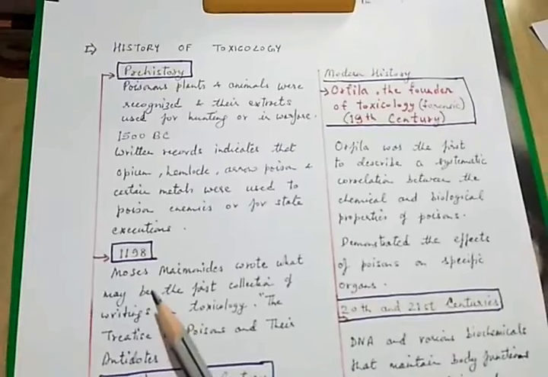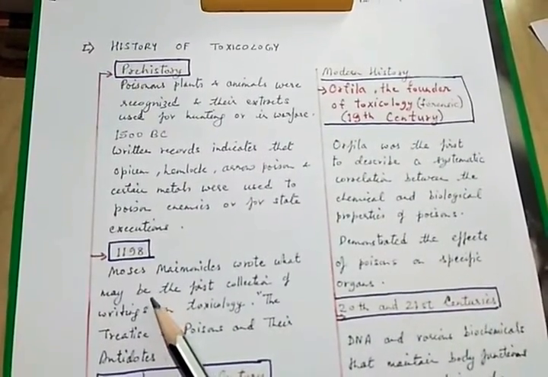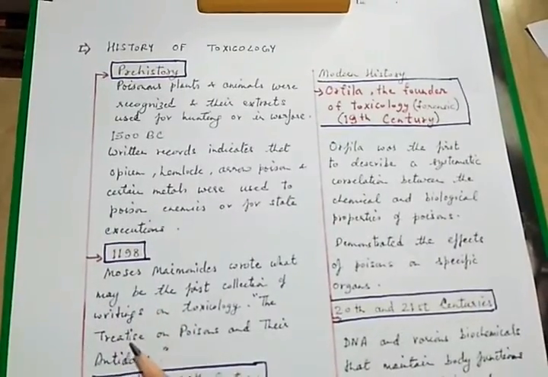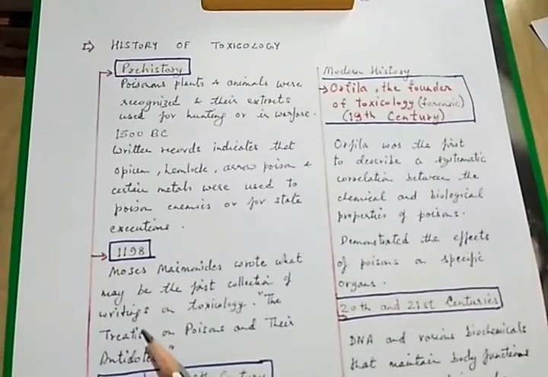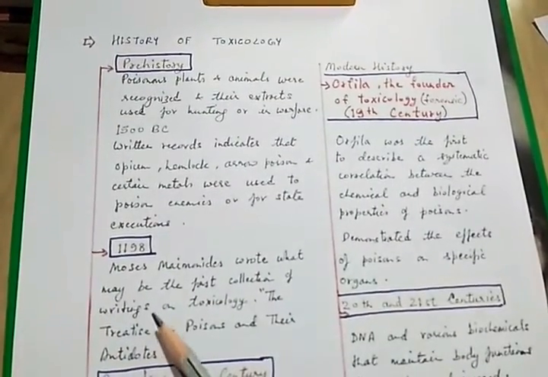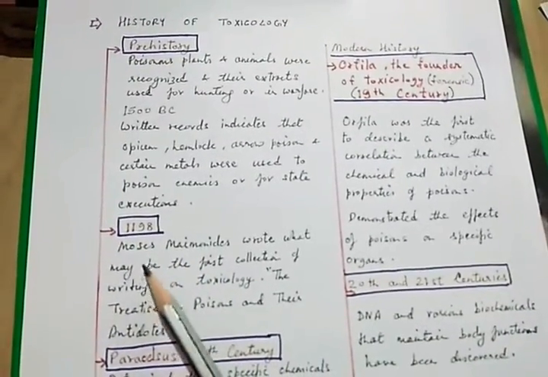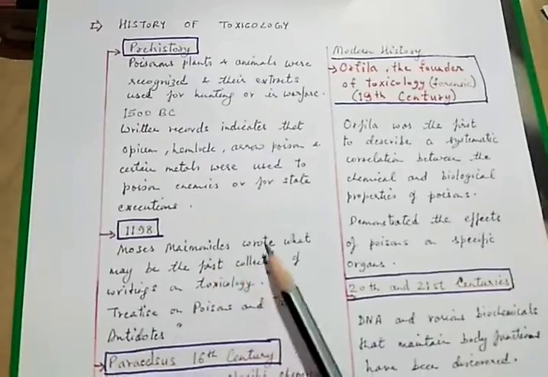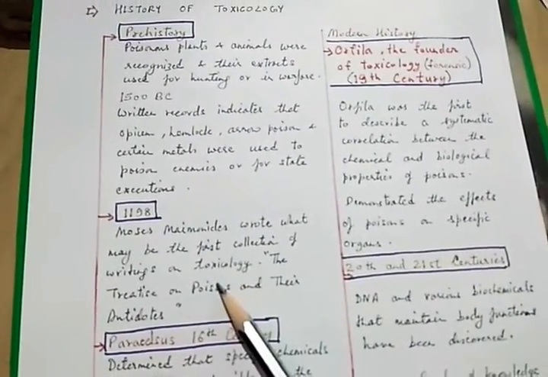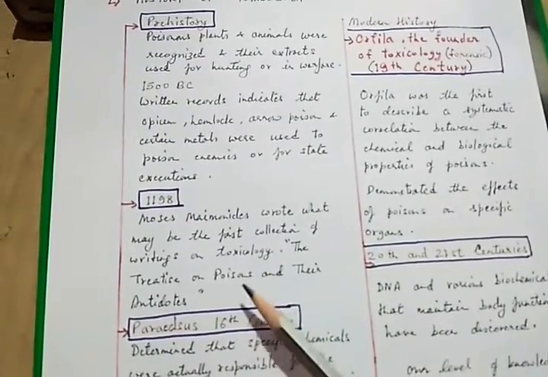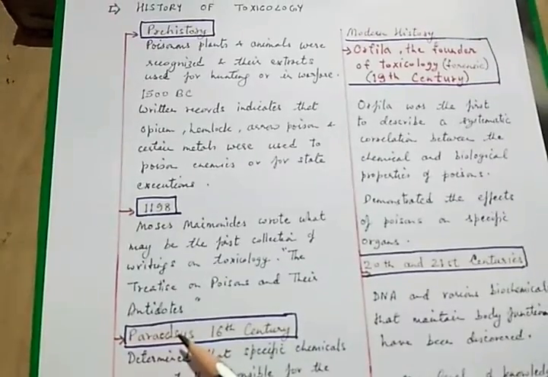If we go further, in 1198, with time people began to make connection between exposure to a substance and illness and death associated with it. Moses Maimonides wrote what may be the first collection of writing on toxicology. It is the treatise on poisons and their antidotes.